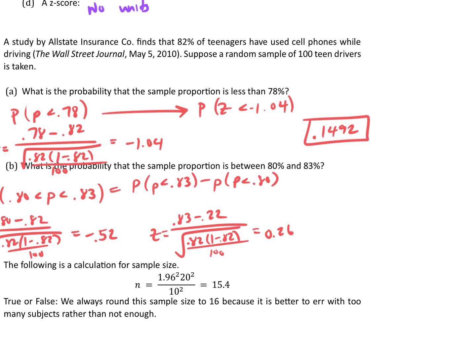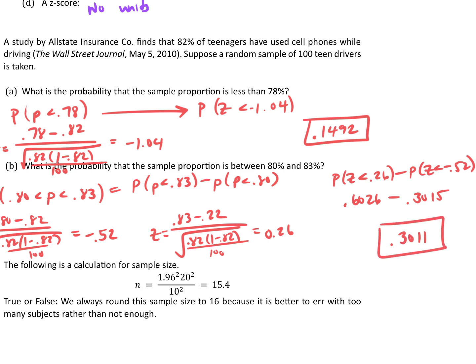So I find the probability that z is less than 0.26 minus the probability that z is less than negative 0.52. So two different probabilities from your z-chart. So you're going to get 0.6026 minus 0.3015. And your answer is 0.3011.